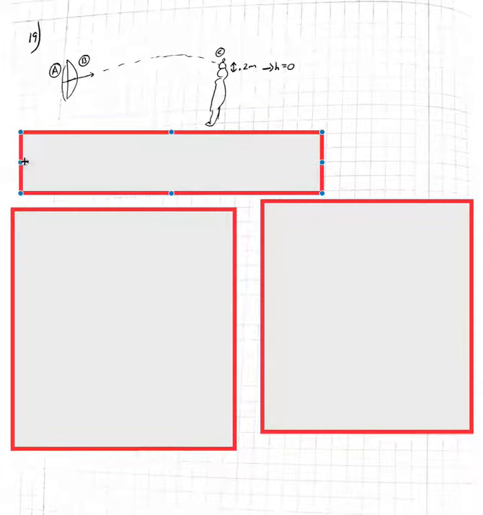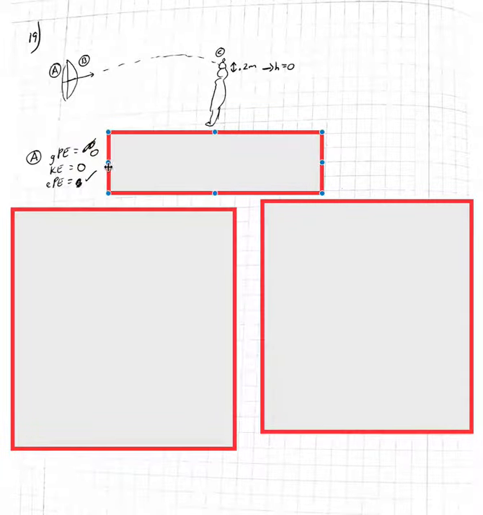Well, at point A, that's when the bow is pulled back. The arrow's not moving yet, so we have no kinetic. We've said it's at height 0, so that's 0. So we do have elastic potential energy, though, because the string is being pulled back.